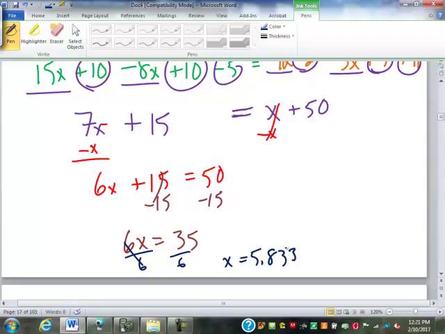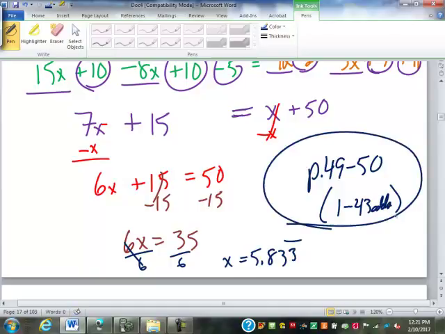Okay, so for Wednesday, your homework's going to be on page 49 through 50, 1 through 43, the odds. We didn't really get any time to talk about word problems, but we'll throw some of those in there later.